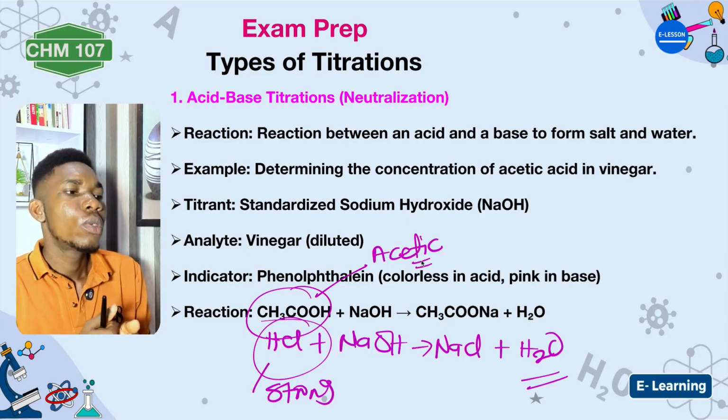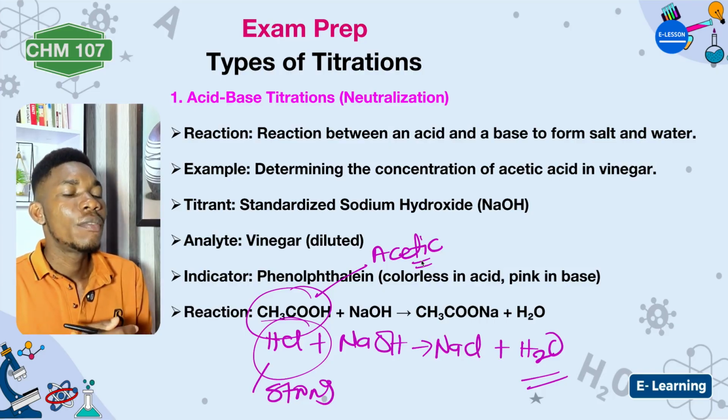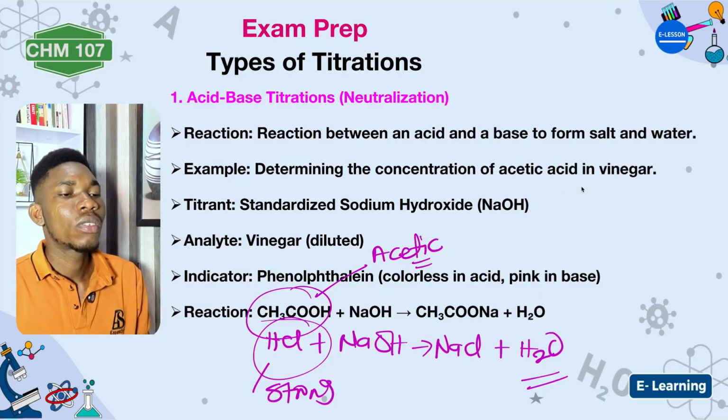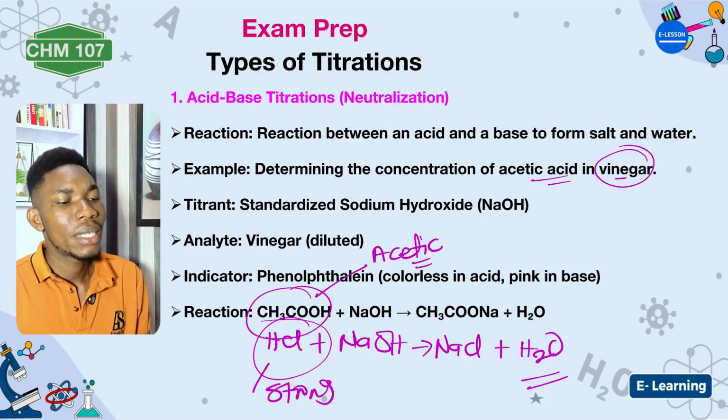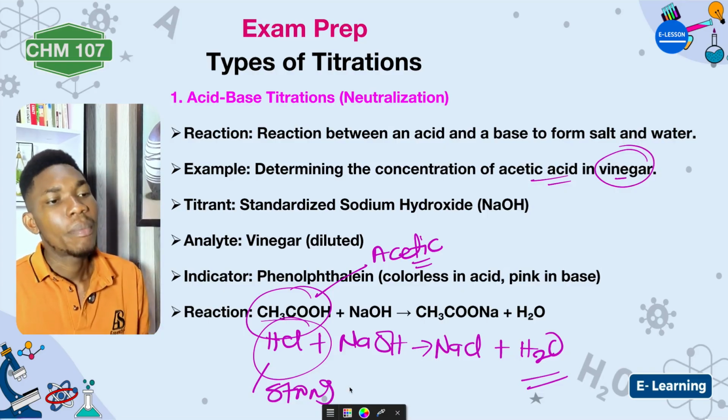Is that okay? So what we are trying to say, acid-base titration, that one is the most common one. It involves a reaction between an acid and a base to form salt and water. Example, you are determining the concentration of acetic acid in vinegar. Vinegar contains about 9% acetic acid also. So it's a range, 9% acetic acid.